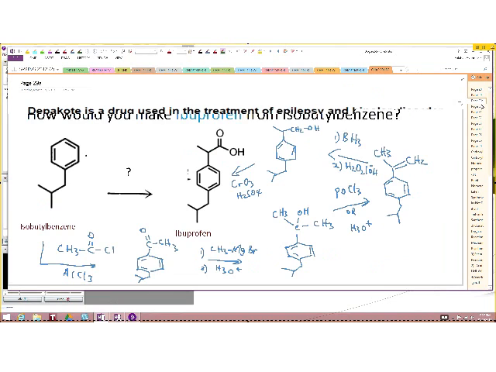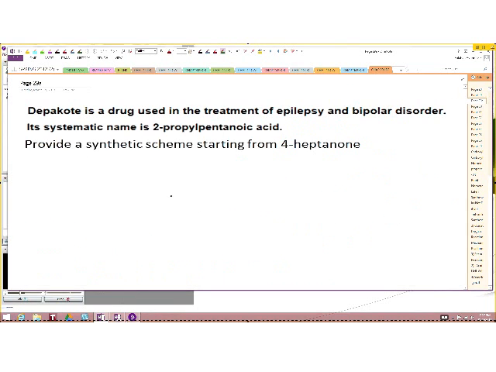Okay, that's the one we did. This one here. Okay, Kiara, can you read this for us? We got 2 more minutes. Depakote is a drug used in the treatment of epilepsy and bipolar disorder. Its systematic name is 2-propylpentanoic acid. Give a synthetic scheme starting with 4-heptanone. Okay, so this is what they wanted to do. They wanted to start with 4-heptanone.